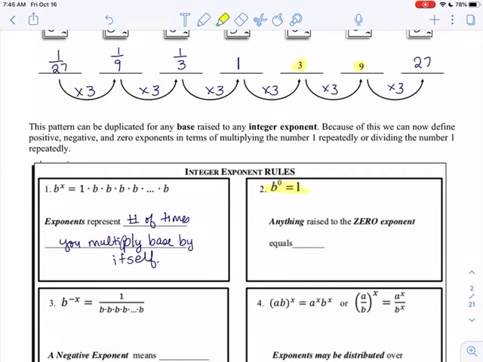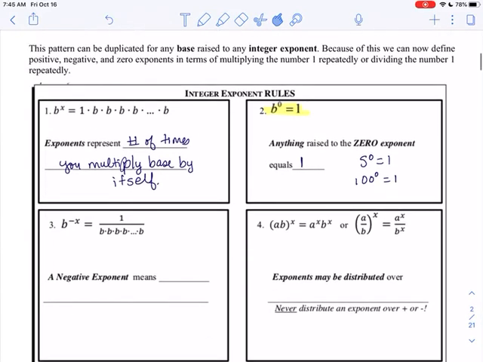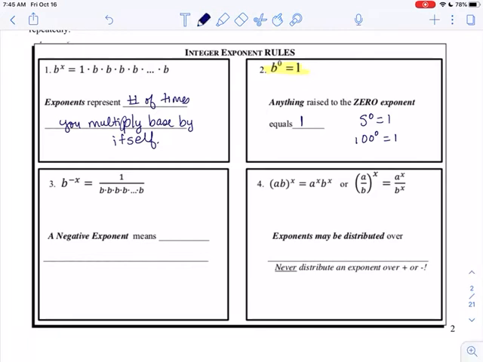Anytime I have a number or a letter with an exponent of 0, that equals 1. Anything to the 0 power equals 1. Doesn't matter. It could be 5 to the 0 power, that's 1. 1,000,000 to the 0 power, 100 to the 0 power, anything to the 0 power is equal to 1. And you can verify that in your calculator.